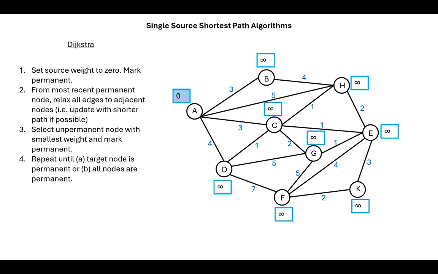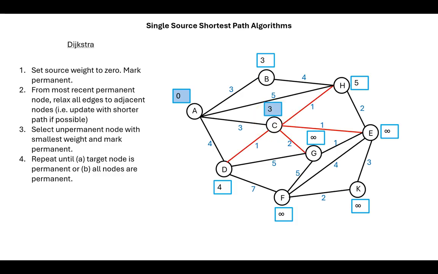Now initially 0 is clearly the last node we made permanent, and the edges we can look at are these ones highlighted here. So 0 plus 3 is 3 for B, 5 for H, 3 for C, and 4 for D. Next, we select the unpermanent node with the smallest weight and mark it permanent. So in this case, there are a couple of options, but we've chosen C. We've marked it permanent, so it's got that darker blue. And now we just repeat this process.